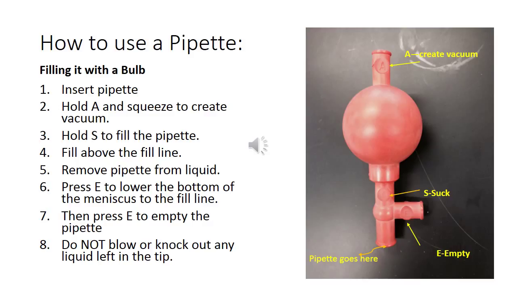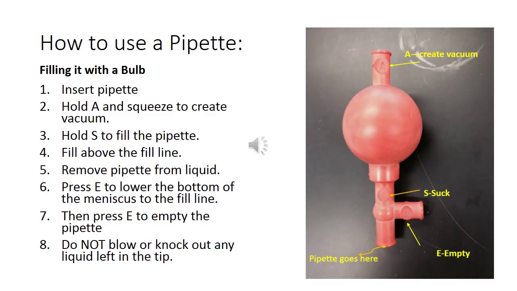Then to draw liquid into your pipette, you press the S button, and water will be sucked up into your pipette. You want to make sure that your liquid goes above your fill line. The reason being is once you remove it from the liquid, you may or may not see a little bit of a bobbing effect due to air pressure differences.